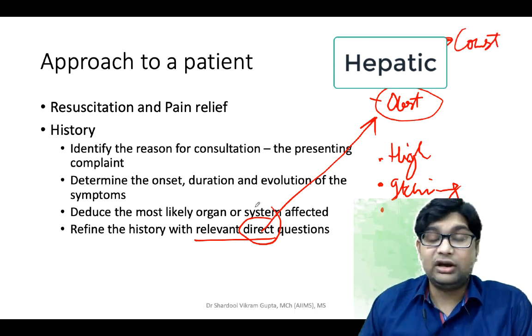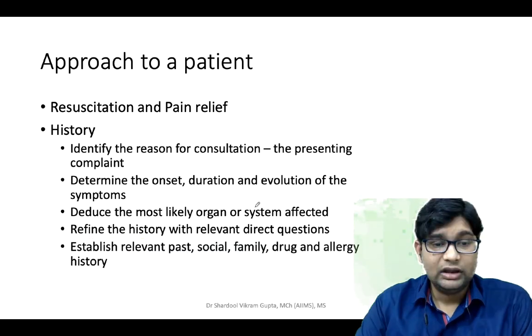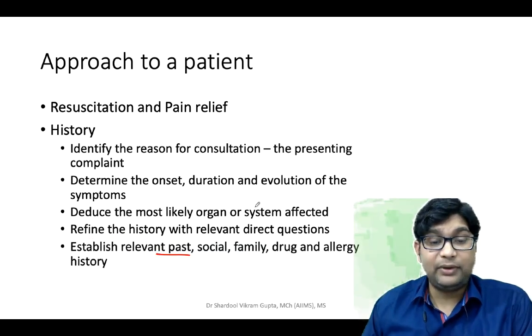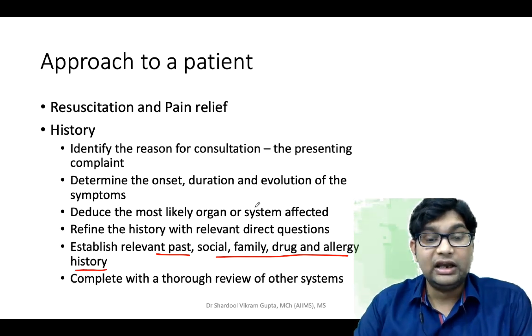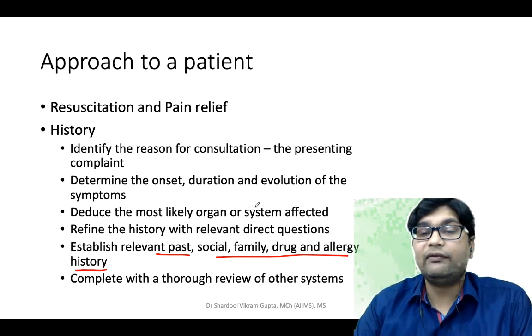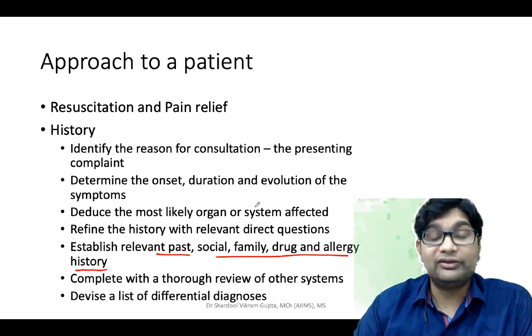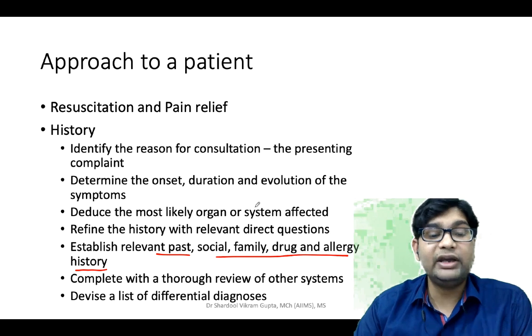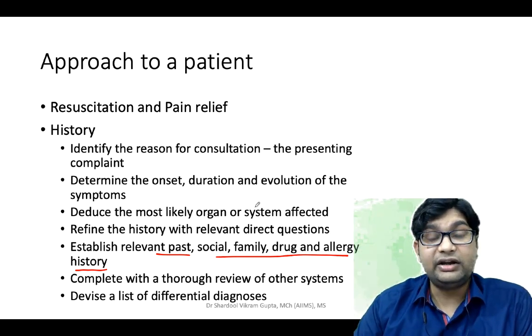So based on your history you should refine the history with relevant direct question, and then you should establish relevant past, social, medical and drug allergy history which you do in any case, and then you should complete with a thorough review of other system, that is systemic examination, and also in history, and then you'll make a list of differential diagnosis. Everyone is suspect until proven otherwise.